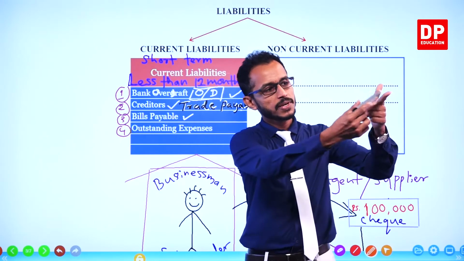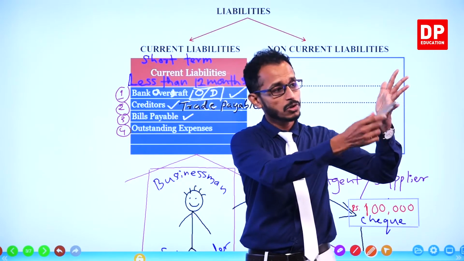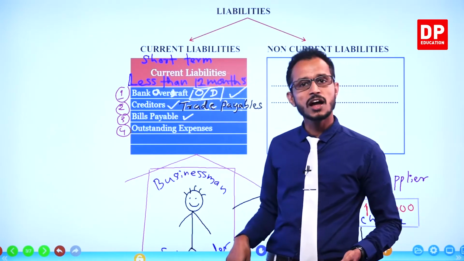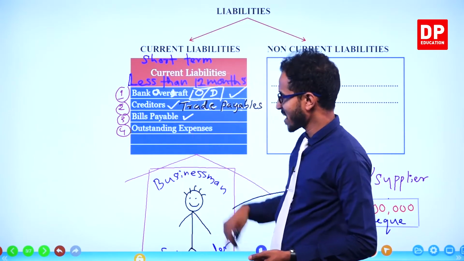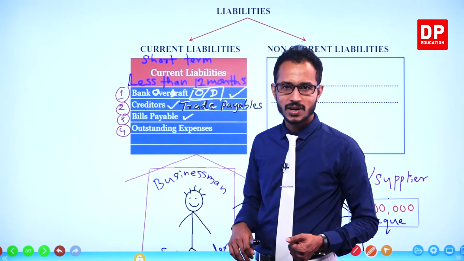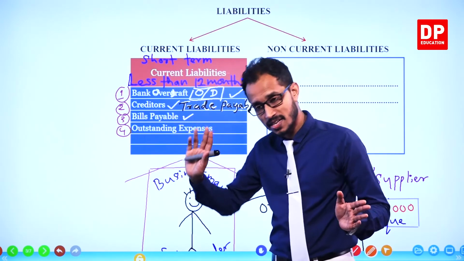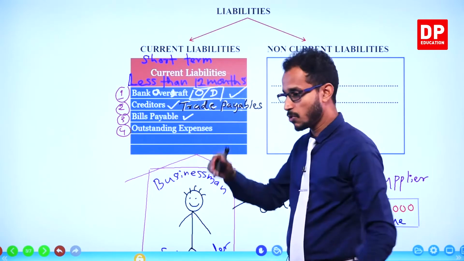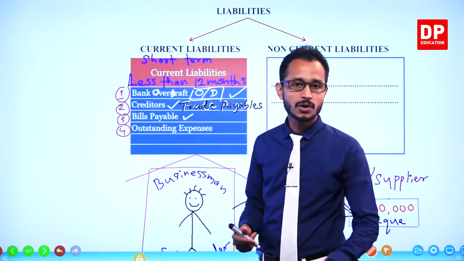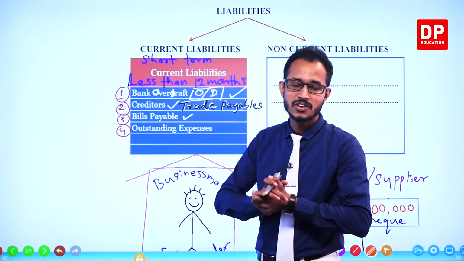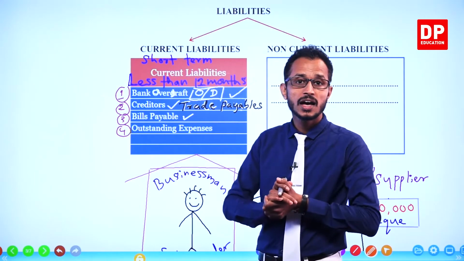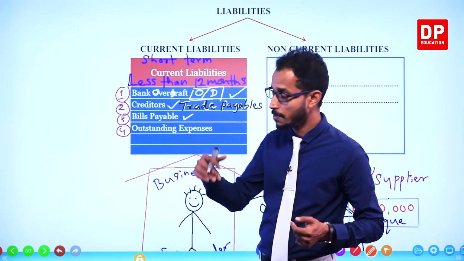Then we have bills payable: electricity bills, water bills, telephone bills, internet bills. Your Wi-Fi bill not paid, last month bill is not paid, your Wi-Fi connection is cut off. It becomes a current liability. You must pay it back before the next month. You must pay the amount back to the electricity board, the water board, or Sri Lanka Telecom. These bills, if they are outstanding or unpaid, become current liabilities.